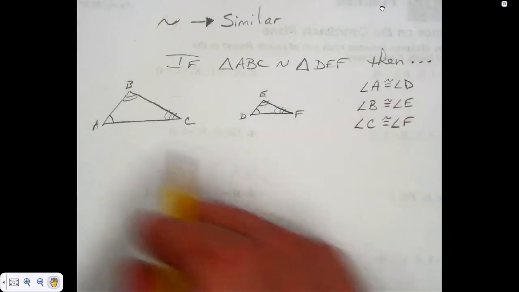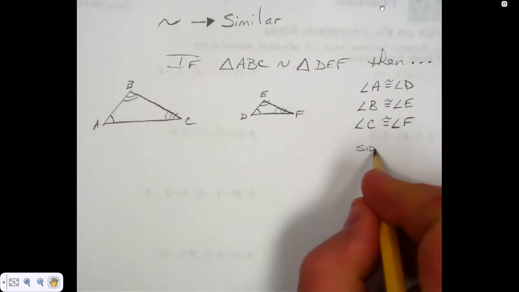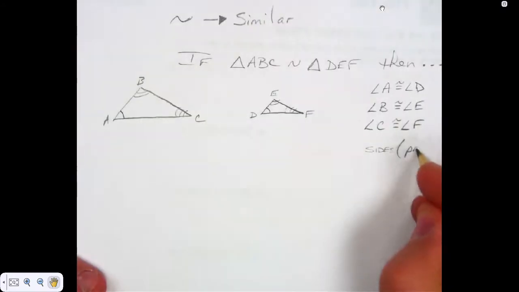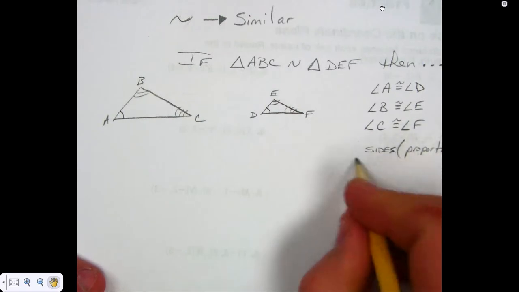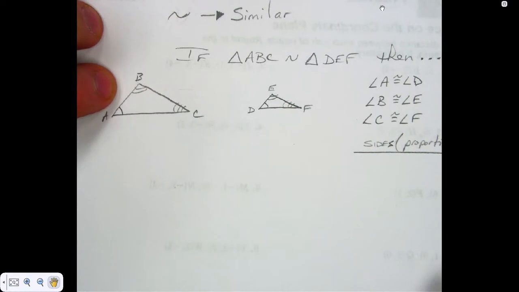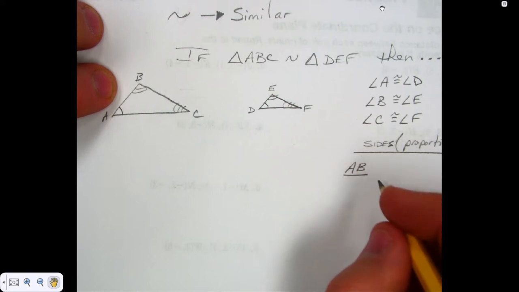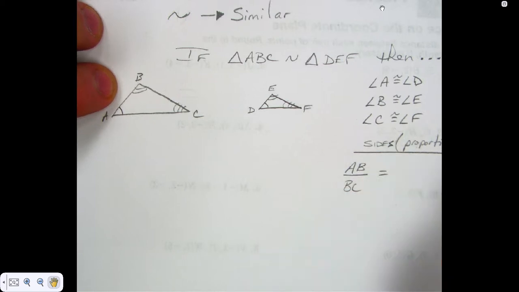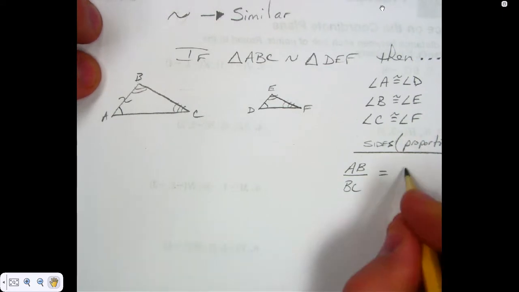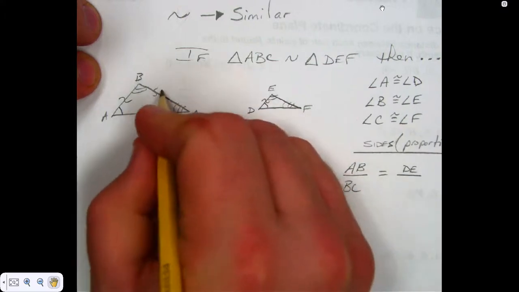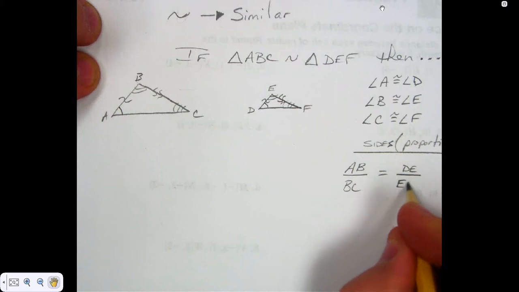Now, what do we know about the sides? The sides are what? Proportional. So we know that AB over BC is equal to what? Let's see. What would be the one proportional to the AB on the other side? DE. And what I do with that to sometimes mark it is make a squiggly line. Over which one is proportional to the BC? Very good.